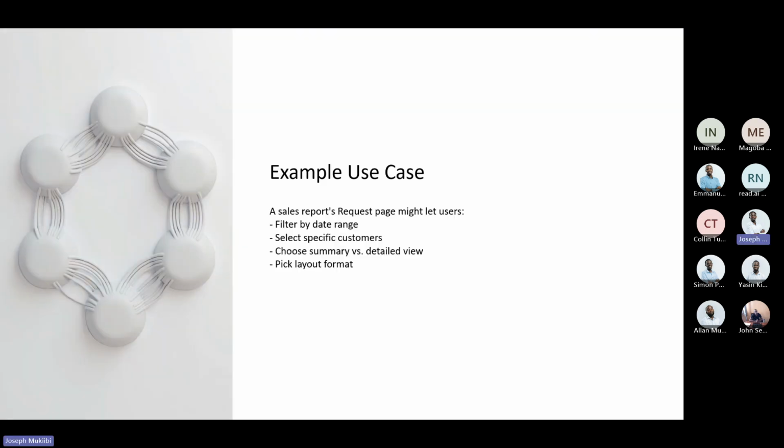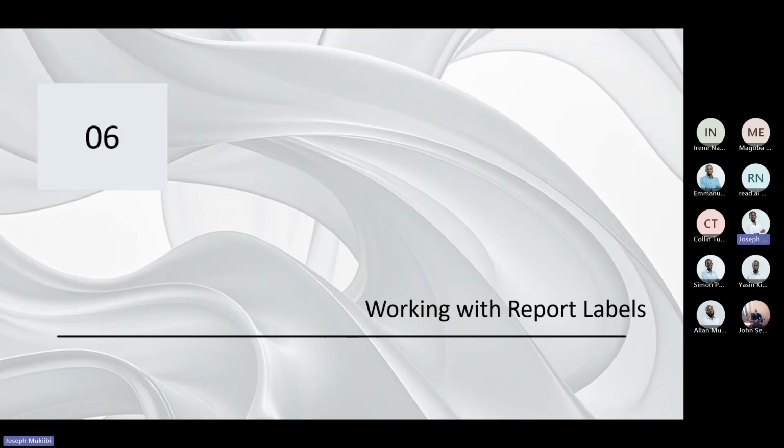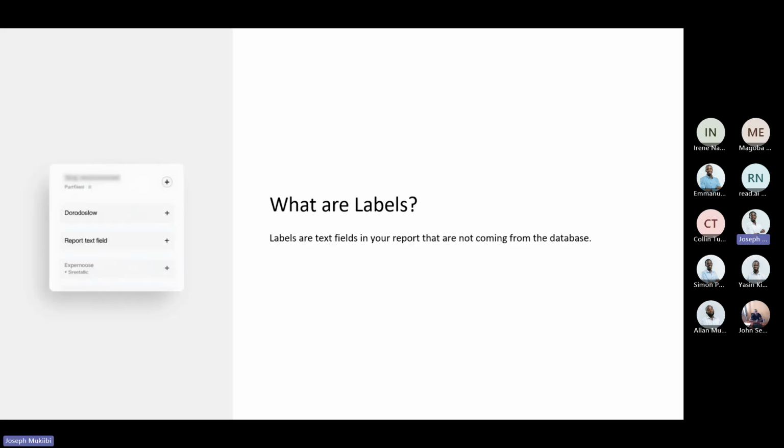Let me just go to the next, working with labels in reports. So working with labels, in the documentation, we recommend it because it improves the performance of the report. So labels are text fields in your report that are not coming from the database. So in this case, you define the labels in the report, they're not coming from the database.